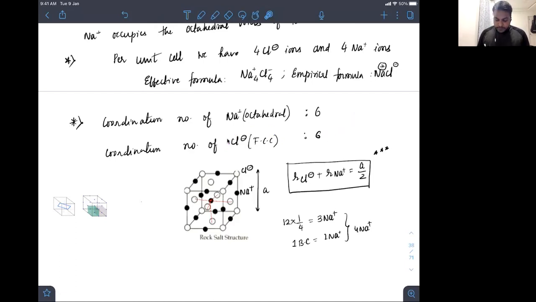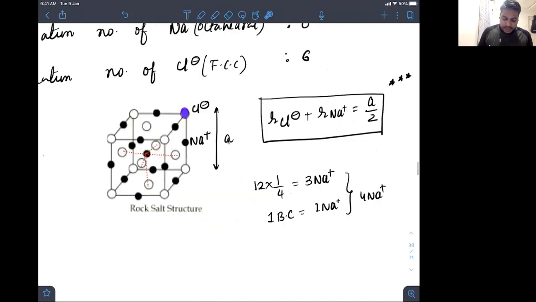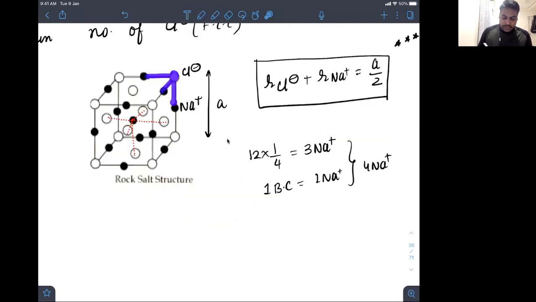Why? Because if you see, this Cl is connected to 1, 2, 3 sodium atoms, and here there is one sodium atom here, and one sodium atom. So total there are 6.